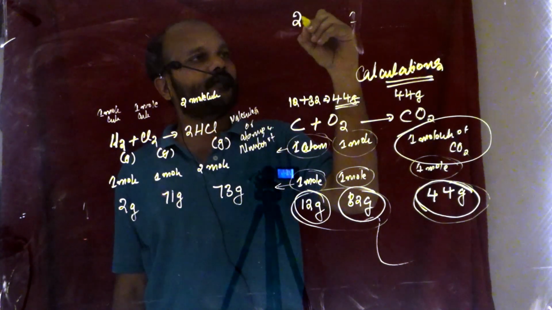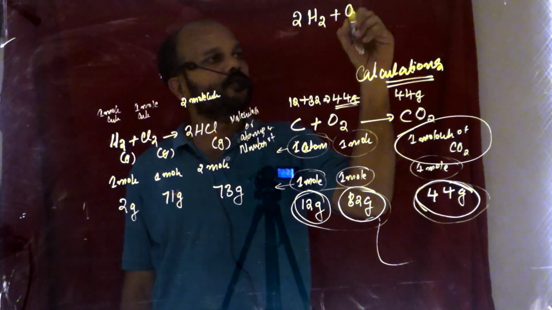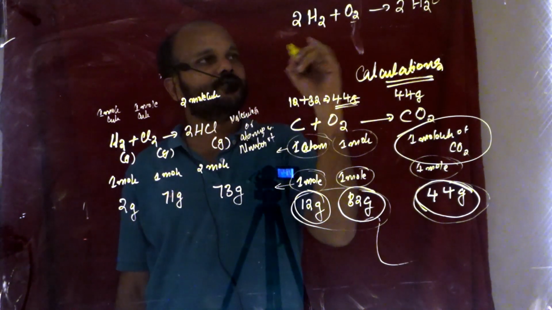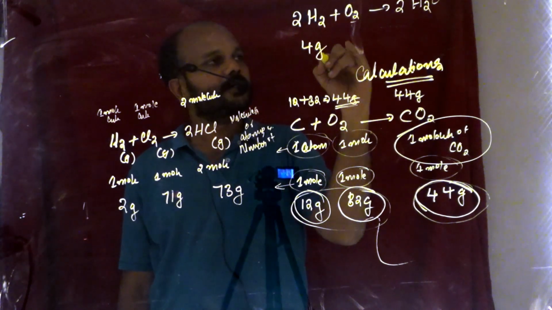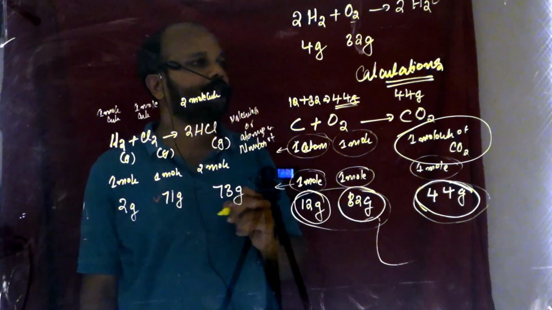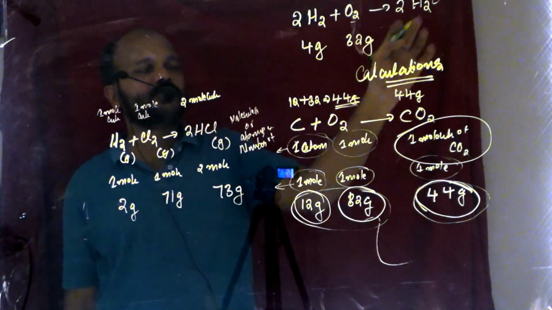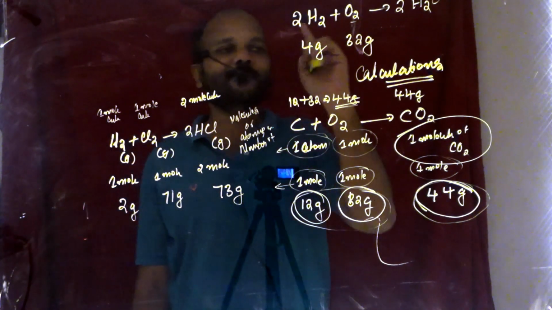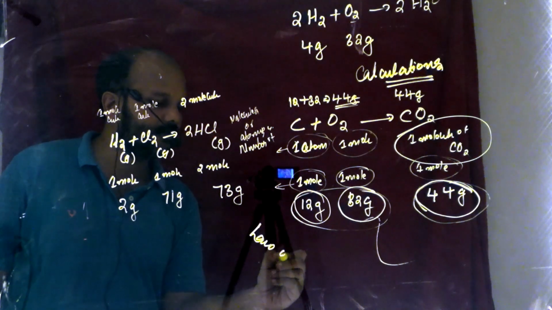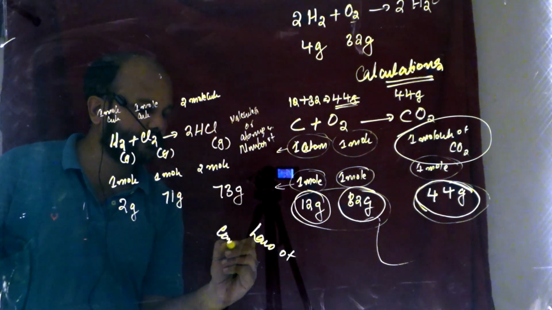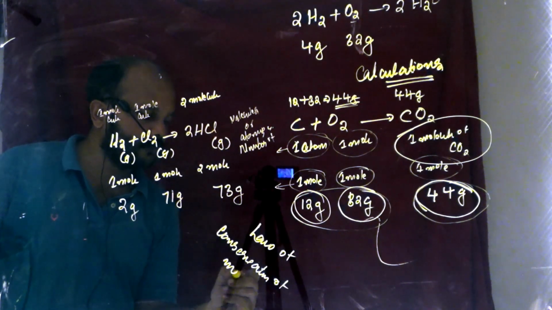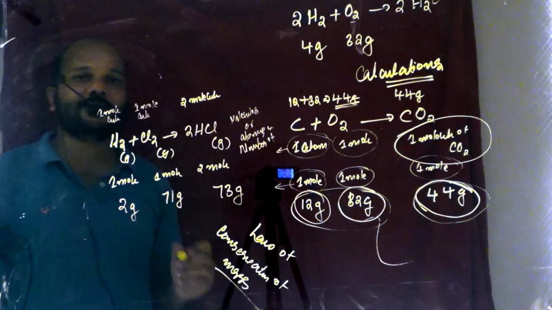Suppose I ask you, 2H2 plus O2 is supposed to give 2H2O. This H2 is actually 4 gram, and this oxygen is going to be 32 gram. So how much mass of water might have formed? Please remember, there is one law called the law of conservation of mass.